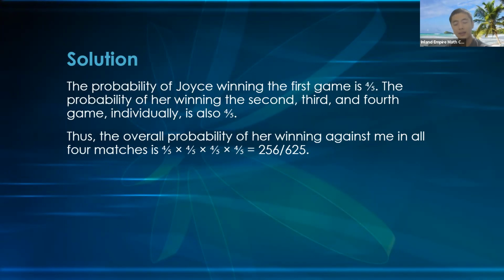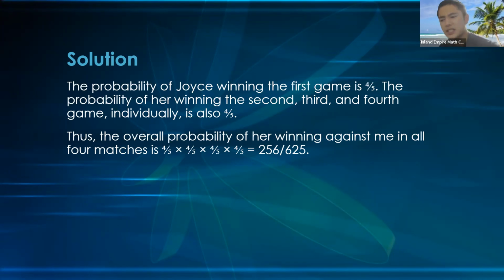The chance of her winning the second game is also 4/5, because for any game that we play, Joyce's chess skills dominate my chess skills, and she has a 4/5 chance of winning. So the probability of her winning the second, third, and fourth game are all 4/5. If she wants to win the entire tournament and win against me in all 4 games, she has to win all 4 of the individual games. So the probability is simply 4/5 times 4/5 times 4/5 times 4/5 equals 256 over 625.